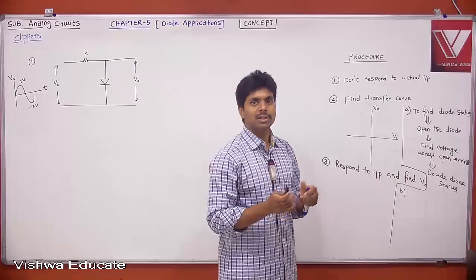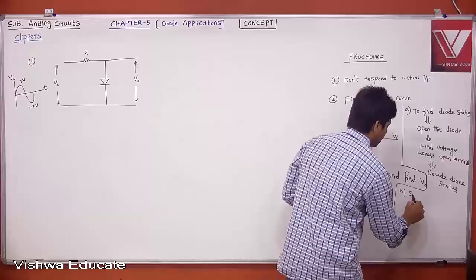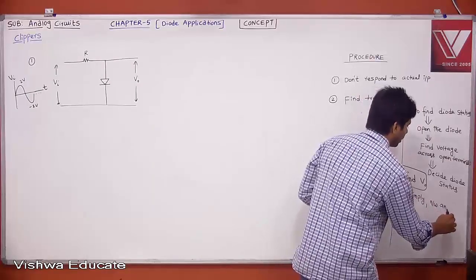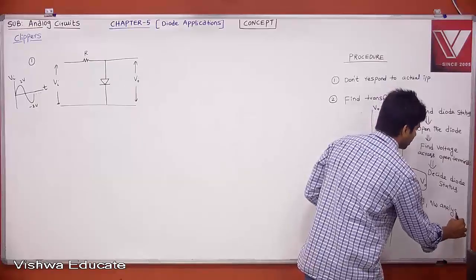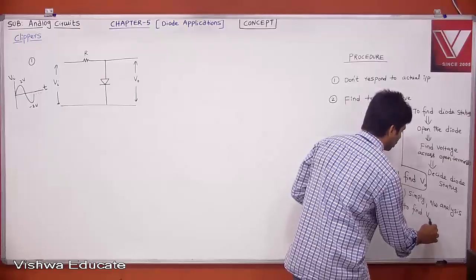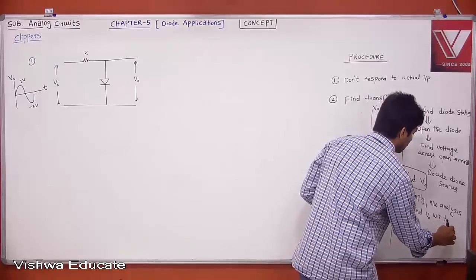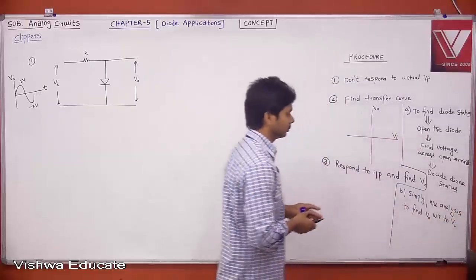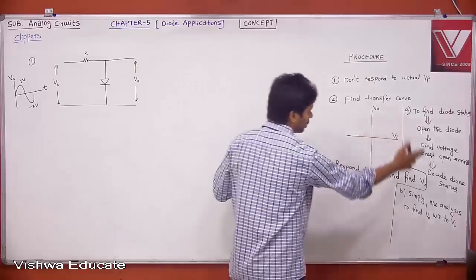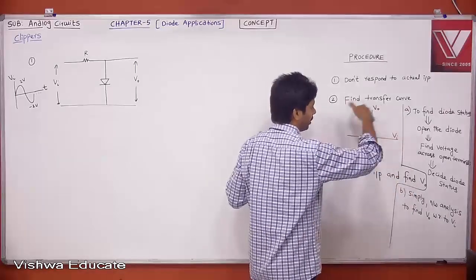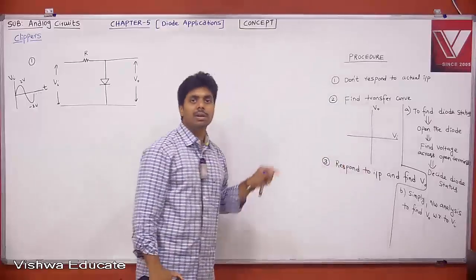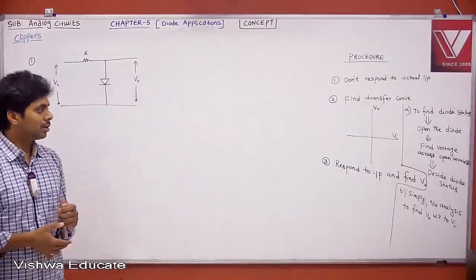Once you know the diode status, it is simply network analysis, KVL or nodal analysis, to find V0 with respect to Vi. If you follow these two steps, you will get the transfer curve between V0 and Vi. Once you know the transfer curve, the third step is to respond to the actual input and find V0. You will get the answer. You need to follow this procedure.